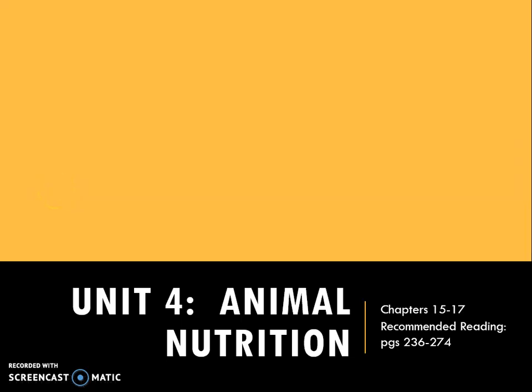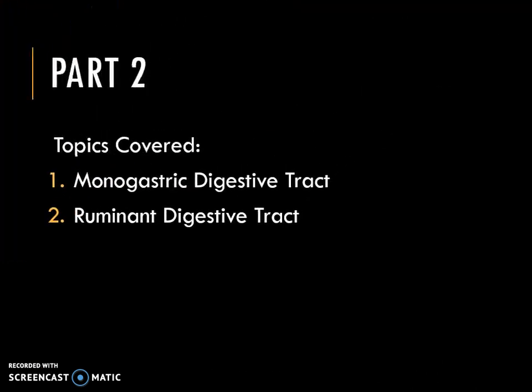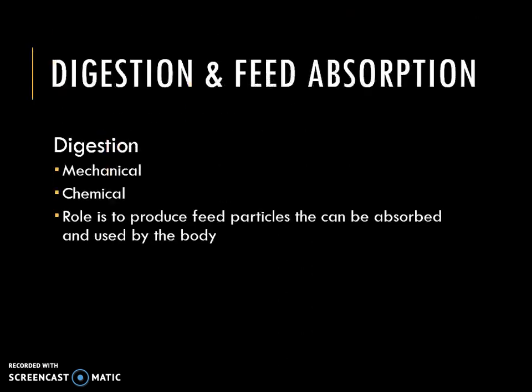Continuing here with part 2 of Animal Nutrition Unit 4, and we're going to cover in part 2 the monogastric digestive tract and the ruminant digestive tract. So let's jump right to it and hit the concept of digestion first off.